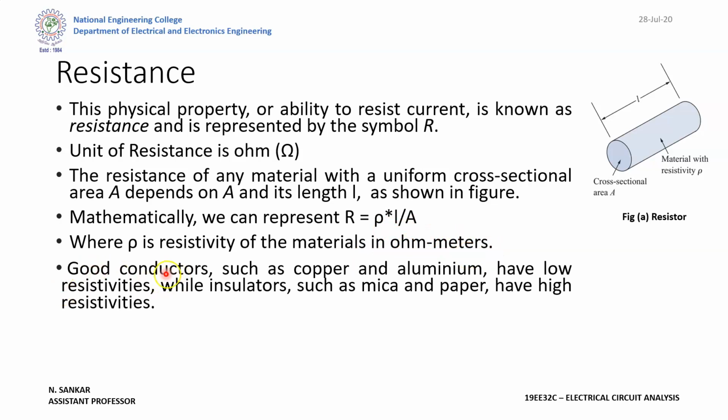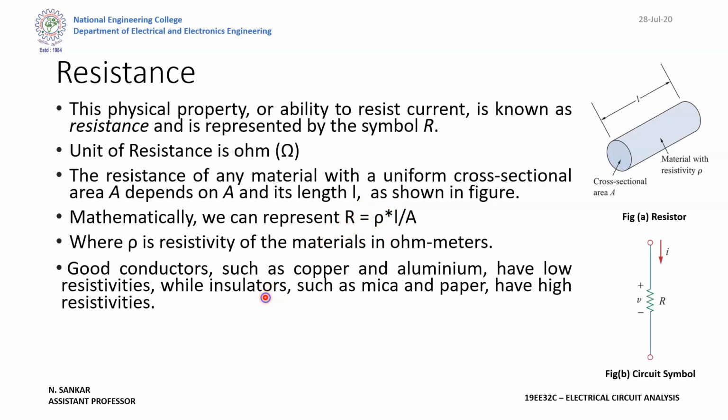Next, for example, if you take good conductors like copper or aluminum, they will have a low resistivity. If you take an insulator, it will have a high resistivity. So based on the resistivity value, you can simply tell whether the material is a good conductor or an insulator, because resistance is directly proportional to the resistivity. If resistivity increases, resistance automatically increases, which will oppose the flow of current.